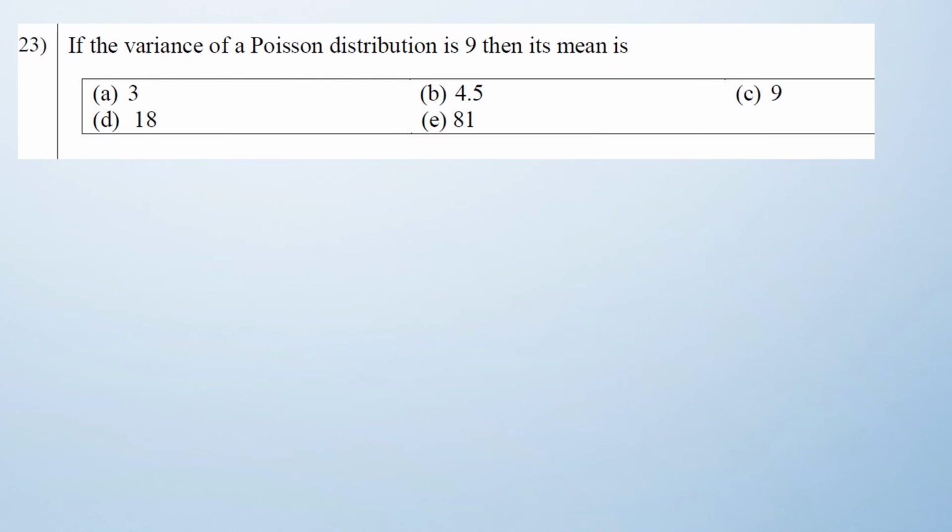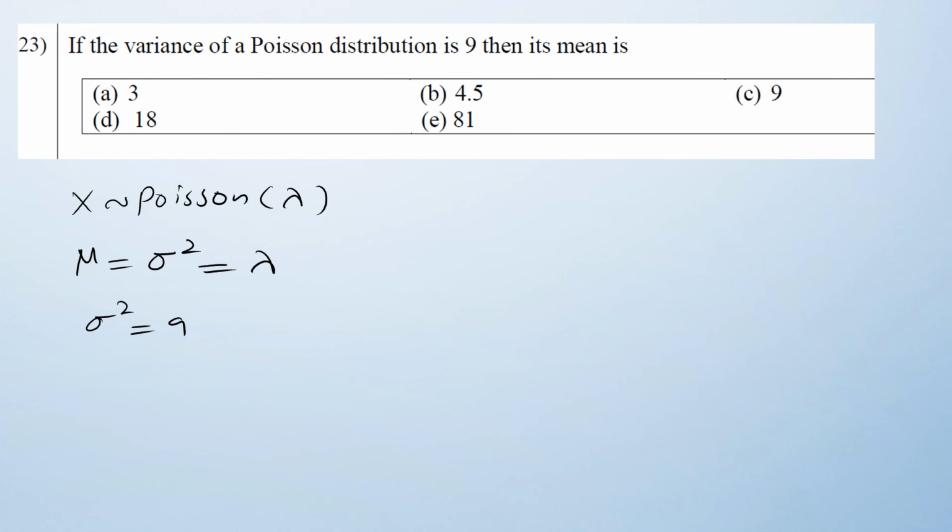Question number 23. If the variance of a Poisson distribution is 9, then its mean is. We know that if X follows a Poisson distribution of mean lambda, both mean mu and variance sigma squared are equal to lambda itself. Here the variance is equal to 9. So it is obvious that it is the same as its mean. So the mean is equal to 9 itself. Then the answer is C.